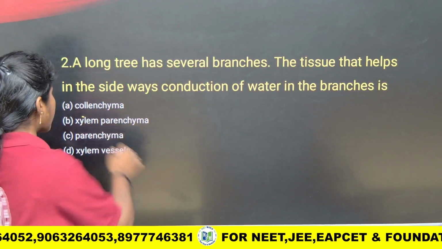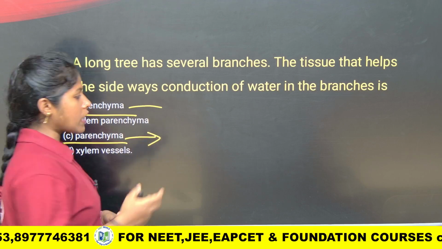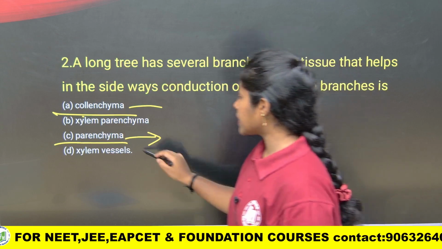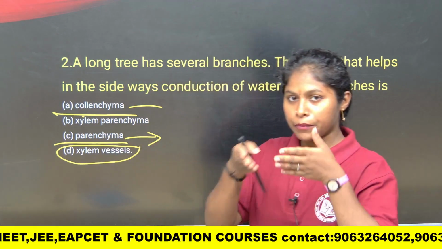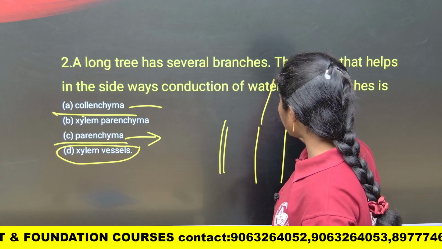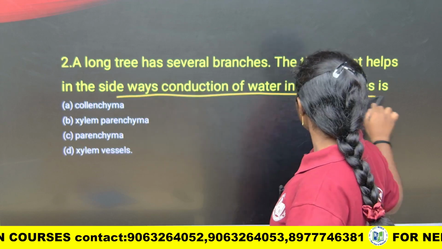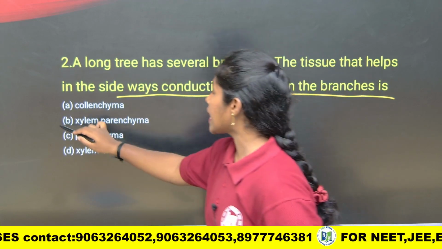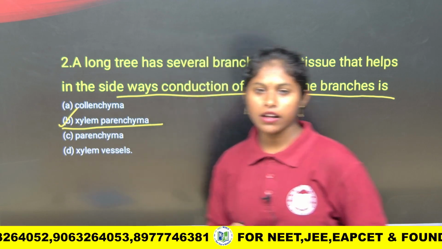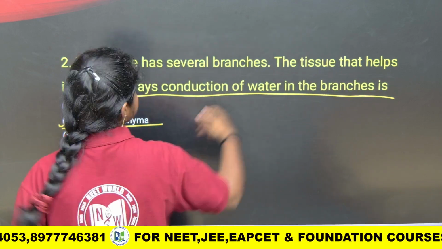So here the collenchyma function is flexibility and the parenchyma function is storage. It is the most abundant part present in all parts of the plant, and the xylem vessels are the big tubes. These are the tracheids, I mean these are the vessels, the big connecting tubes. Here they are asking about side conduction of water in the branches, which happens by xylem parenchyma. So for this question the answer is xylem parenchyma. I hope you are all clear about this question, children. So let's move to the next question.